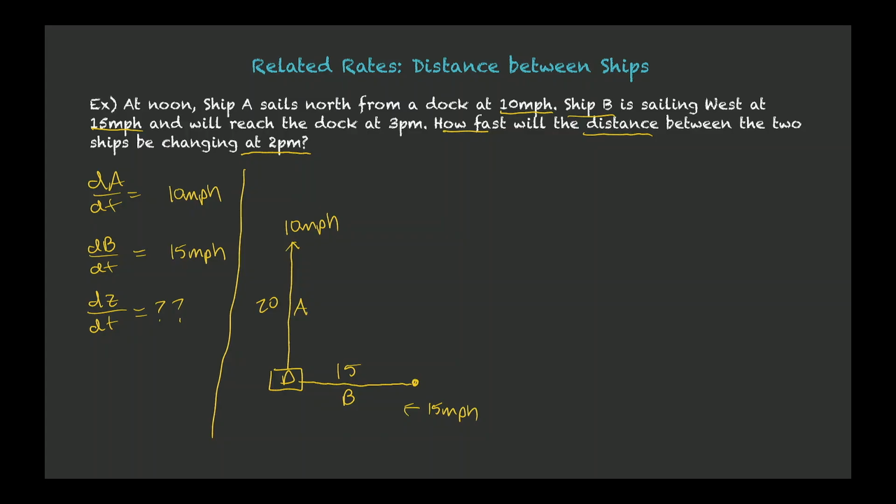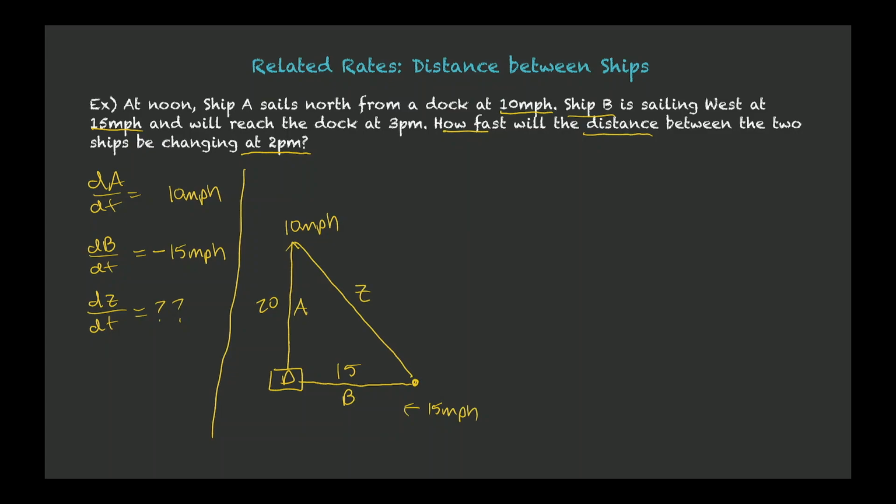Okay. Now you'll notice that B is decreasing as the ship sails towards the dock. So since that side is decreasing, I need to go back and change my rate of change. dB/dt is not positive 15 because it's getting smaller. I need it to be negative 15 miles per hour. Okay, so now the final thing that we need is just the distance between these two ships, which is Z. I've already called it Z.